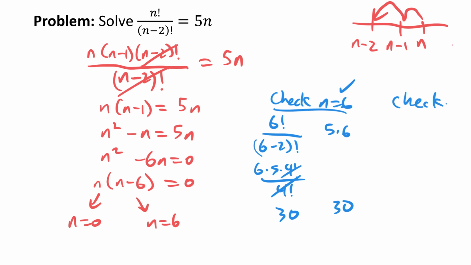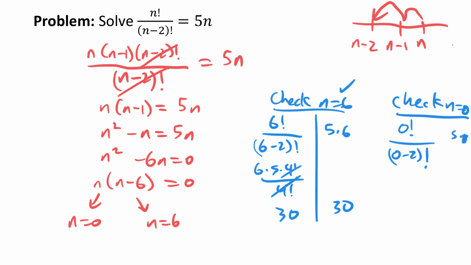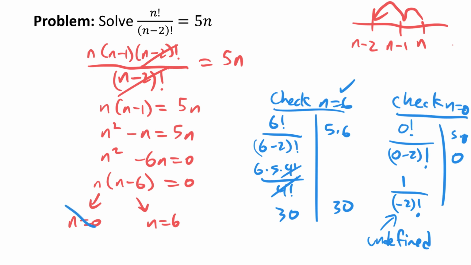But what if we check n equals 0? Well, for this one, we get 0 factorial over 0 minus 2 factorial. This should equal 5 times 0. Well, 5 times 0 is just 0. 0 factorial is a 1. But 0 minus 2 is negative 2 factorial. And negative 2 factorial, this is undefined. We are not allowed to do factorials of negative numbers, which means that n equals 0 is actually a solution we have to reject. So we reject this solution, but we accept this solution.